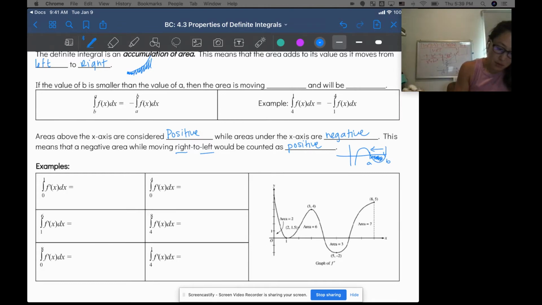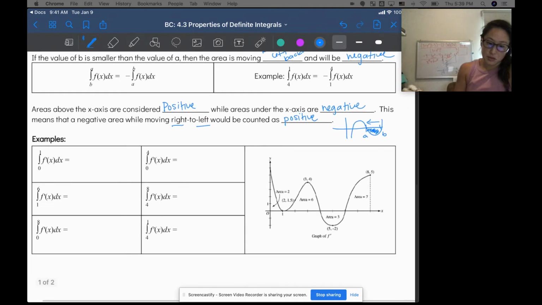Okay, so looking back up here, if the value of b is smaller than the value of a, then the area is moving right to left, so it's backwards, and will be considered negative.